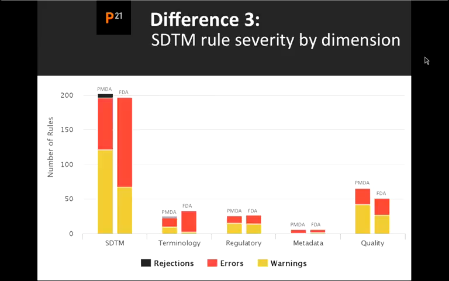PMDA probably also wants, because a lot of the sponsors in Japan probably will be submitting for the first time, they want to be more lenient in the beginning as sort of a transitional period. So I would expect over time this gap would most likely close as more and more companies submit, and there's more experience and more tools are developed at PMDA that will make them much more dependent on the standards.